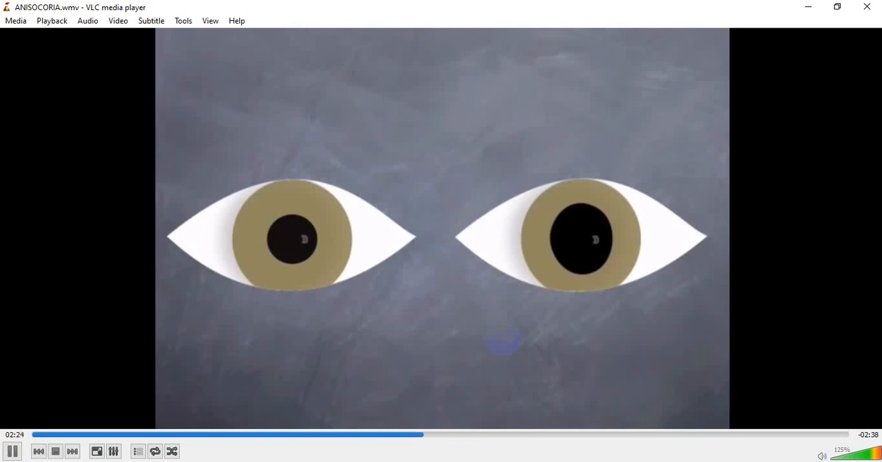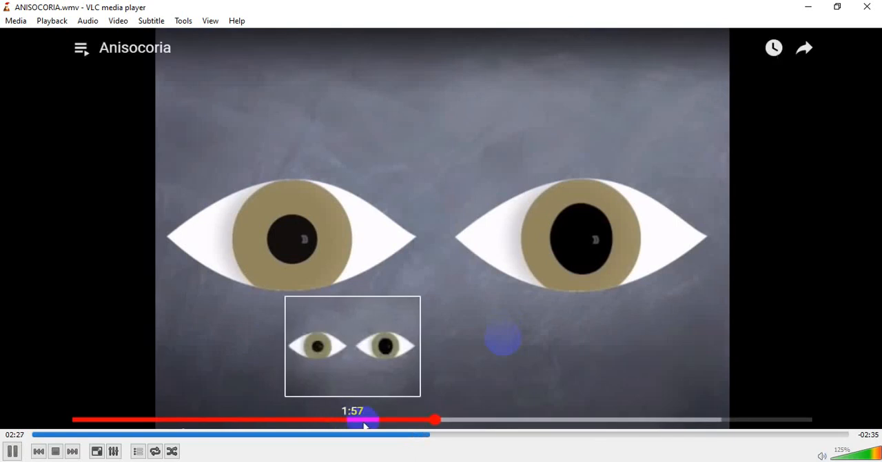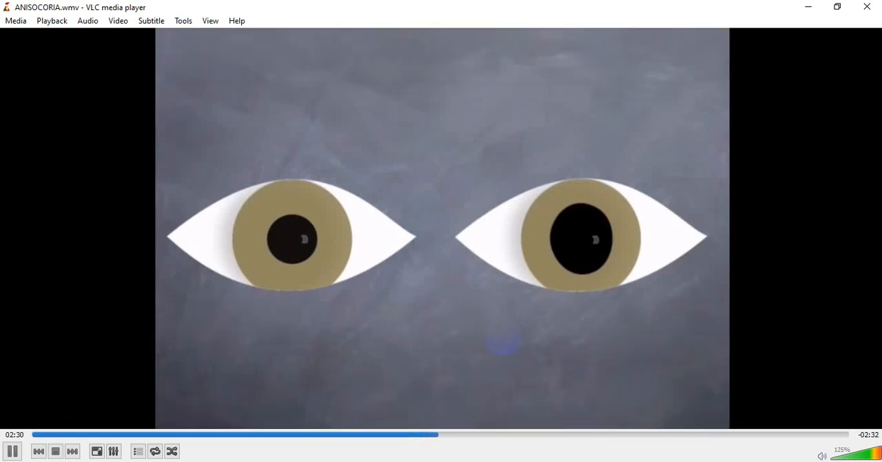Suppose this pupil is dilated. Now, when you are throwing the light in a normal eye, this pupil does not constrict. When you bring it to the center, this still remains dilated. When you throw the light on that eye, the pupil still remains dilated. That means there is an afferent pupillary defect with fixed and dilated pupil, and that will be very, very common along with third cranial nerve palsy. So in a third cranial nerve palsy, the pupil will remain dilated and fixed, whether on direct or indirect pupillary reflex.